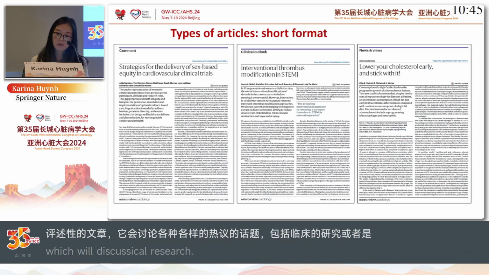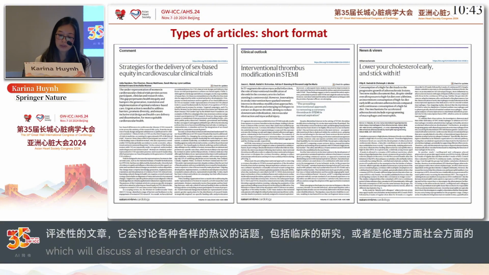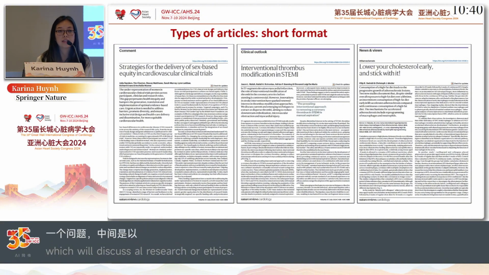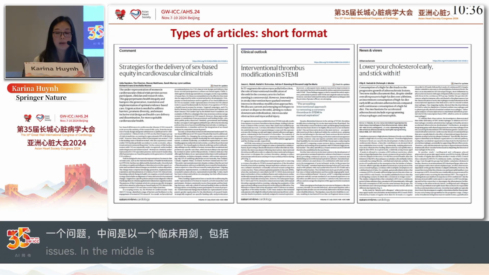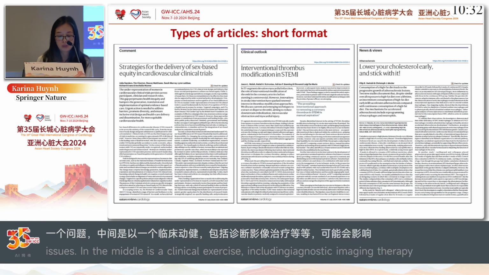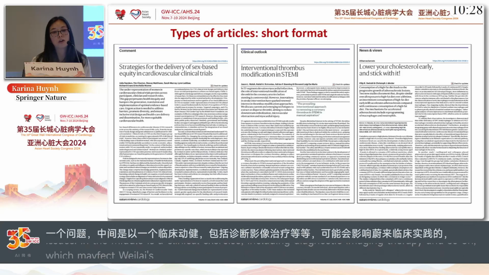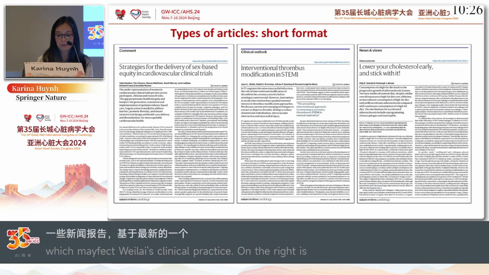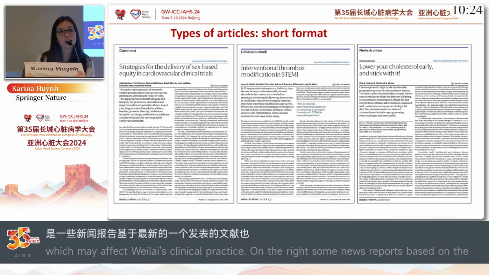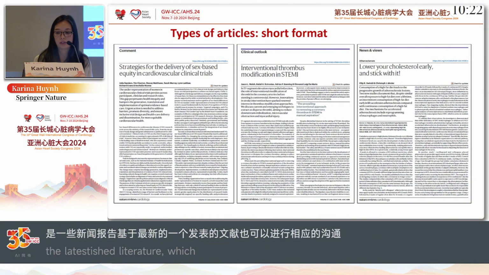In the middle here, we've got a clinical outlook. Clinical outlooks focus on particular advances in medical imaging, in medical diagnosis or treatment, and they might change clinical practice. And finally, on the right, we've got a news and views article. They're based on recent publications, and they provide a forum in which advances can be communicated and put into context with what's already known about a particular topic.